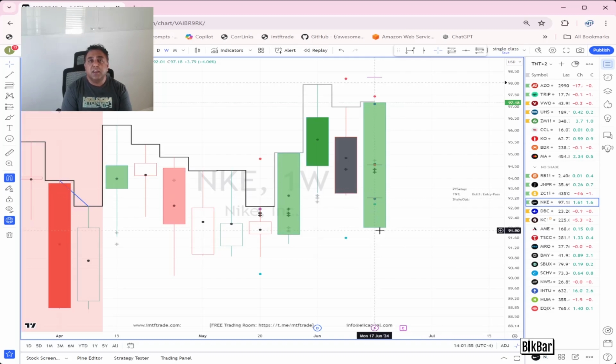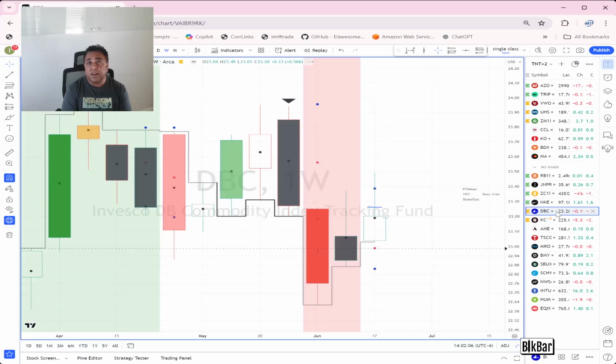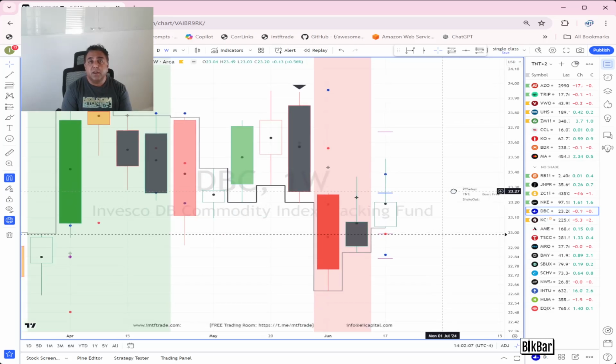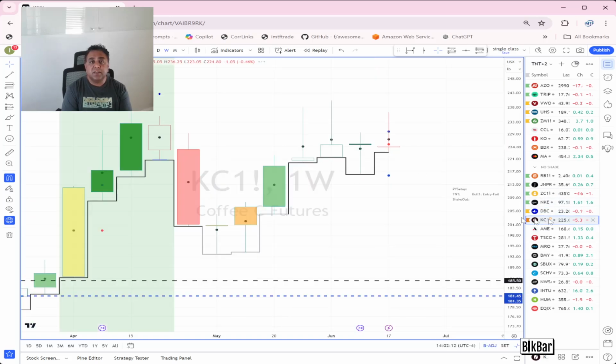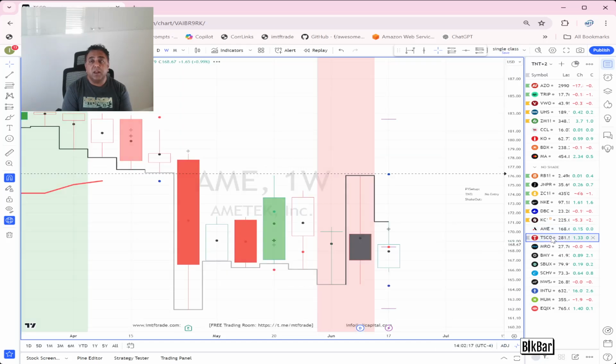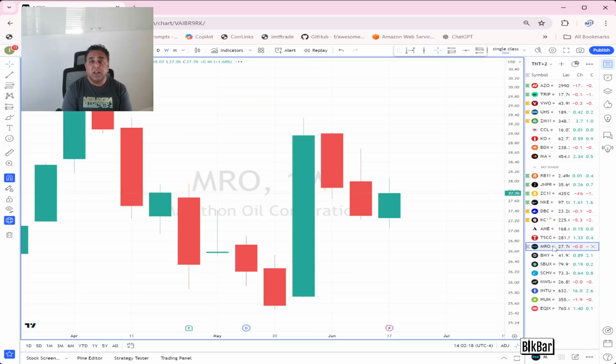Nike here gapped down and then came back and filled the gap. And then the magical question is, which way is it going to go? It came back and came up here and turned out to be a profitable trade at the end of the day, end of the week, sorry. DBC, this is a trade that got out at break even. KC got out at break even. AME, no trade. Tesco, no trade.